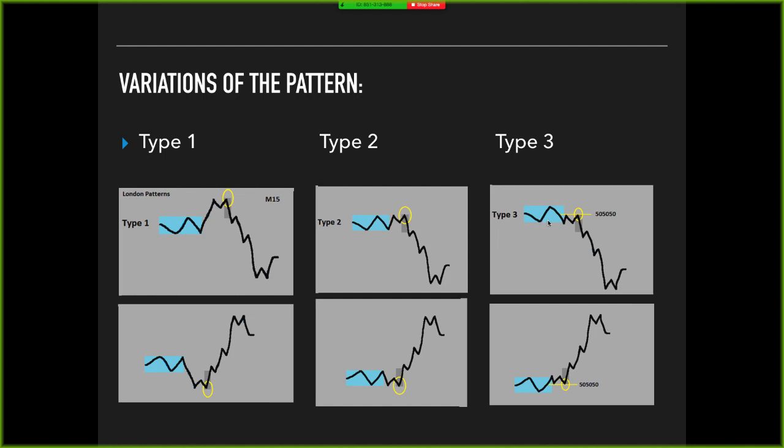So on the buy it's the same thing. Okay, so you have the Asian range, and then you have the 50 line, and then bounce off the second leg off the 50 range and then up.